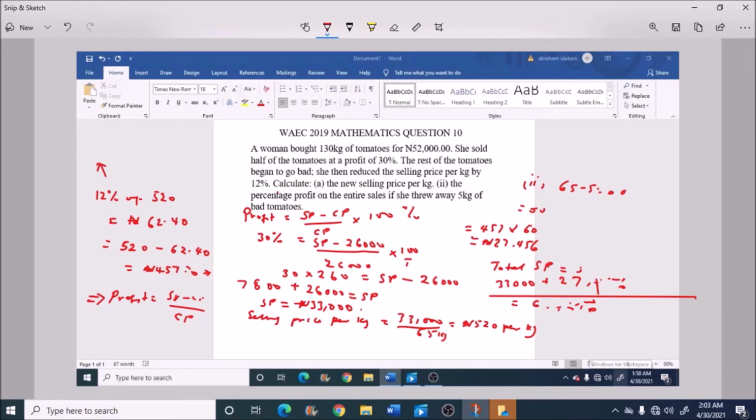So we have been able to find the percentage profit on the entire sales if she threw away 5 kilograms of bad tomatoes. So the answer is 17.8%.